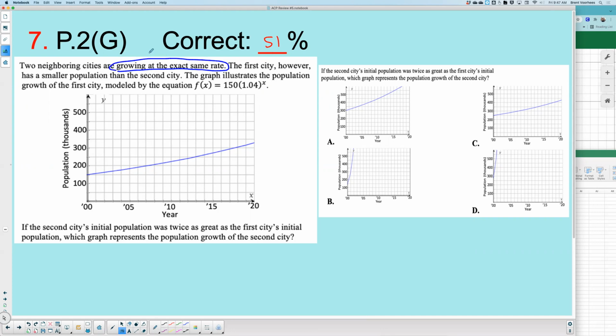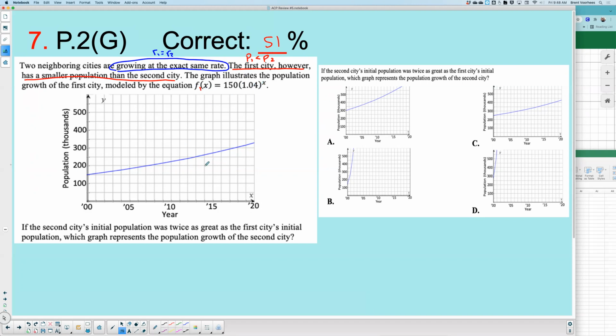So that means the R are the same. R1 equals R2, meaning first city equals the second city in growth rate. The first city, however, has a smaller population than the second city. Okay, population, I'm going to use letter P. P1 is smaller than P2, if that makes sense. Population of the first city is smaller than P2. The graph illustrates the first city. I'll call this F1 right there.